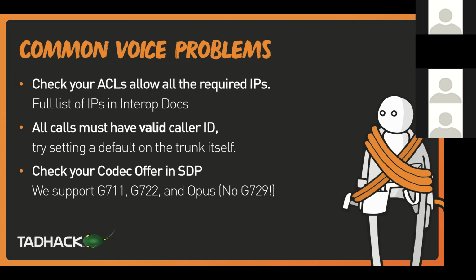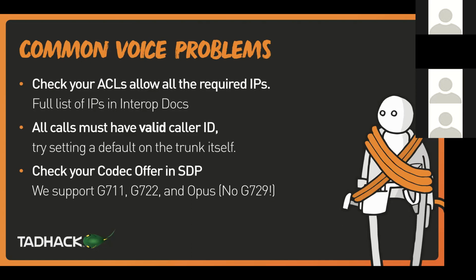Common problems, again, these are mainly ones we identified last year, so hopefully this answers the questions most people have from the start. Check that your ACLs allow any and all of our required IPs. Media will come from a different IP address than signaling in most cases, so it's not sufficient just to allow out.simwood.com through your firewalls. There's an interoperability guide on the website in the TADHack developer resources that lists all the IPs you need to allow.